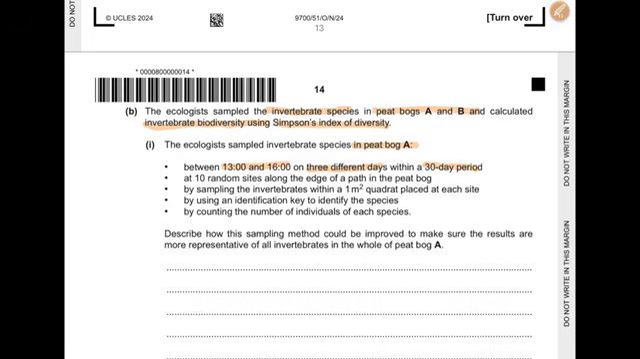Okay, so the first one says that within 30 days, on 3 different days, so could be after every 10 days, they sampled it, and the time was always between 13 o'clock to 16 o'clock. Okay, next point is at 10 random sites along the edge of the path in the peat bog. So they took from that peat bog 10 random sites along the edge of the path.